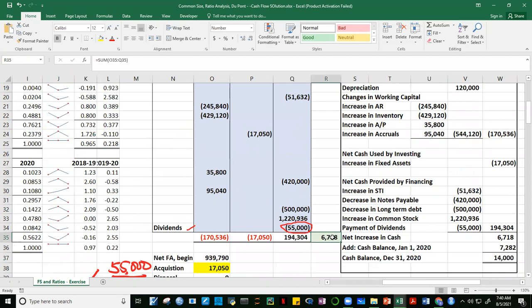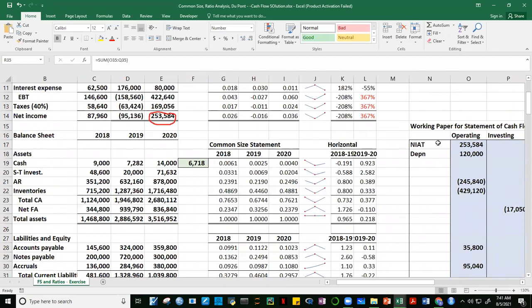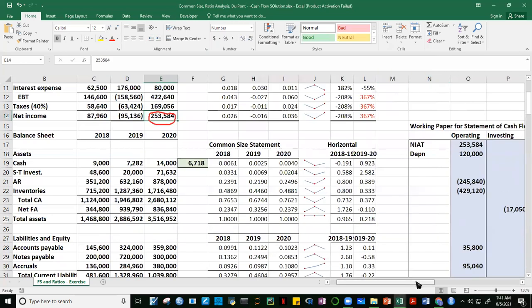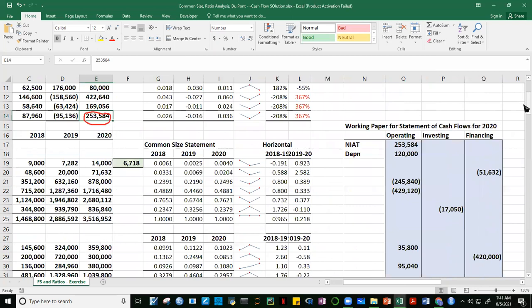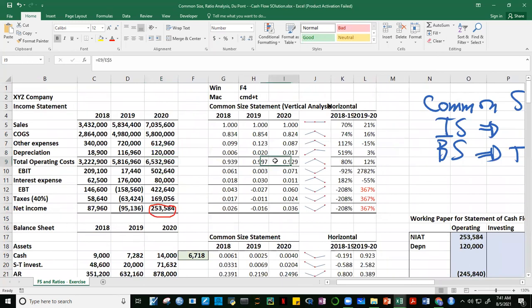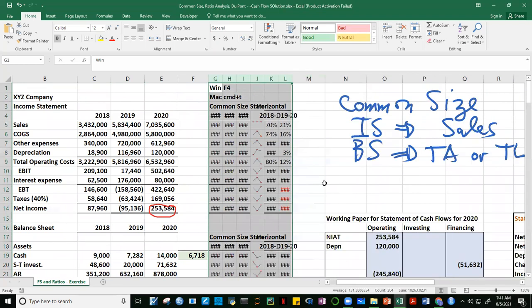So here it is. I got 6,718. As you know, class, you start with the net income after tax. This is the net income after tax for 2020, 253,584. Let me just launch the digital pad. Okay. And add back depreciation. In this case, depreciation is 120. Let me first minimize this so it's easy for me to refer to the values.